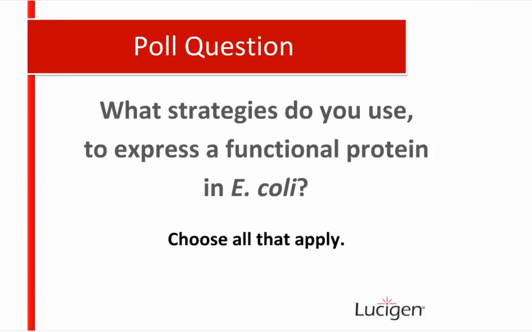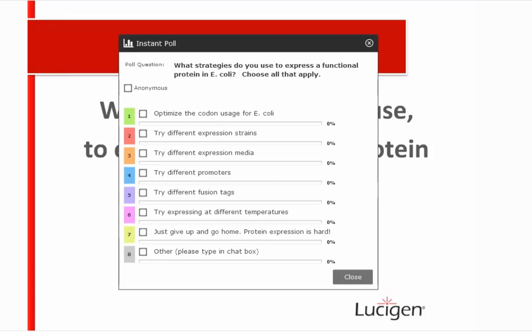So here's our first poll question. What strategies do you use to express a functional protein in E. coli? Let me just pull that up, and here we go. So there's a number of different options here. Try expressing at different temperatures, different expression media. How about different tags? Optimizing the codon usage for E. coli. So please select all of the options that you've tried, or what's your strategy here. Maybe just give up and go home.